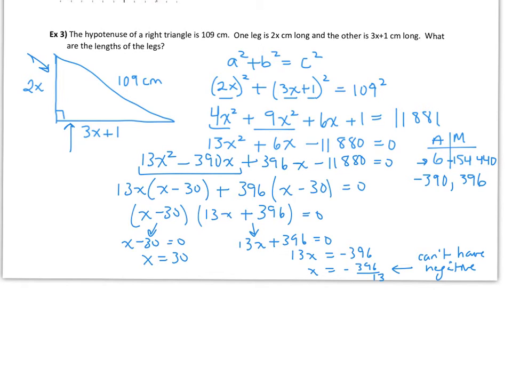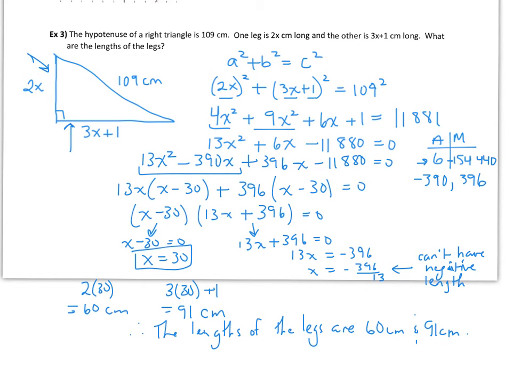Can't have negative. I got the length. That's supposed to say negative. All right, and then my 2 sides, if I do 2 times the x, which I get as 30 here, 2 times 30 gives us one side being 60 centimeters, and the other side is 3 times 30 plus 1, which is 91. So my other 2 sides, the lengths of the legs, are 60 centimeters and 91 centimeters.